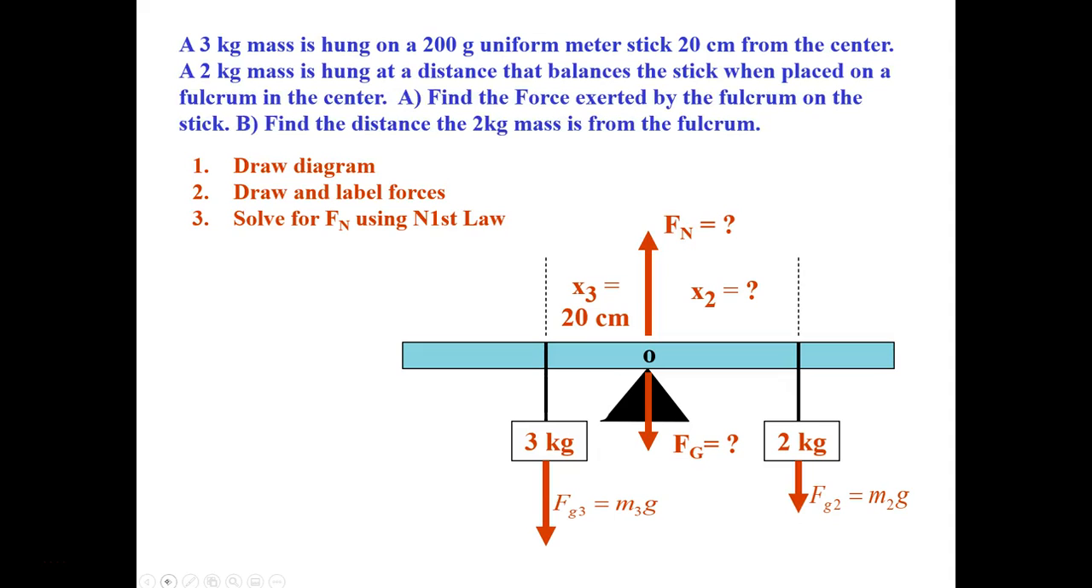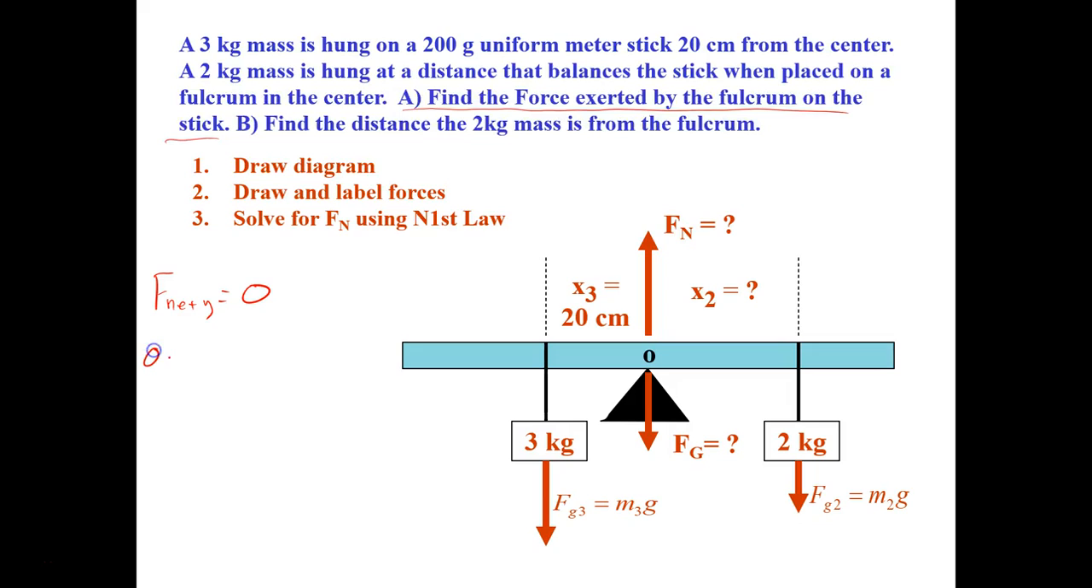So in this case, in the first part of the problem, we want to figure out what the force on the fulcrum is by the stick. So we're going to use that first condition of static equilibrium, because this is in static equilibrium, it's not moving. We want to say that our F net in the y direction, because all of our forces are in the y direction, is equal to 0.